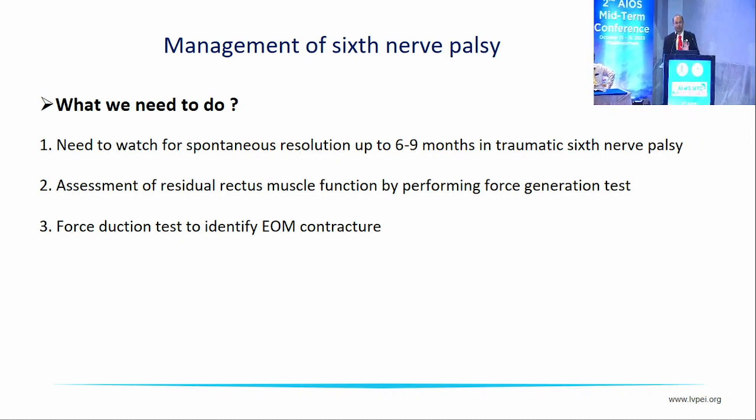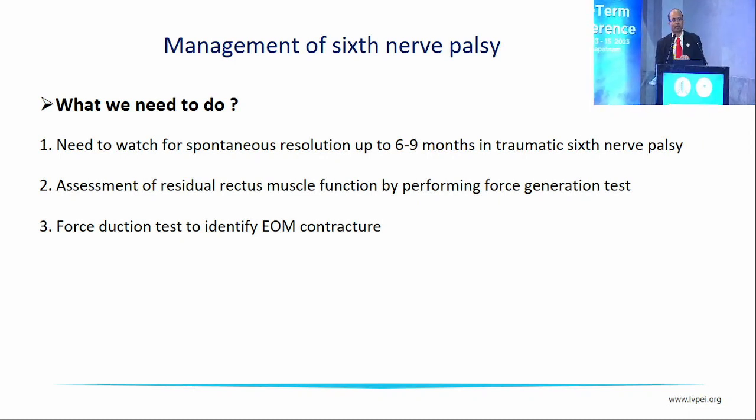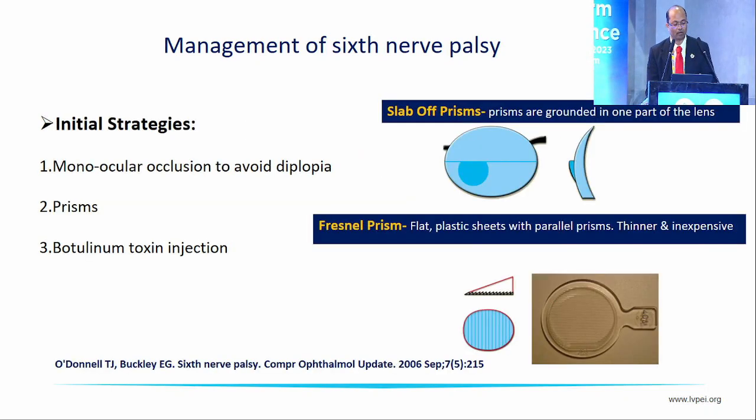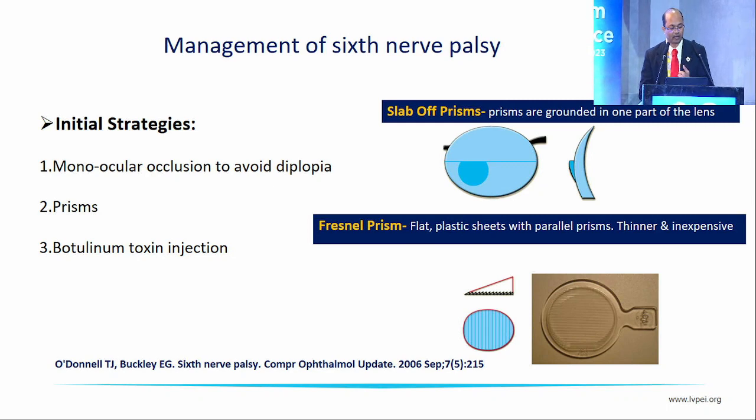So having understood this basic concept, when you want to deal with the surgical or the non-surgical methods of treatment of sixth nerve palsy, the most important initial strategy is monocular occlusion to avoid the double vision, prisms, and also the botulinum toxin injection. So we have these three things in our armamentarium to tackle the early phase of any sixth nerve palsy.